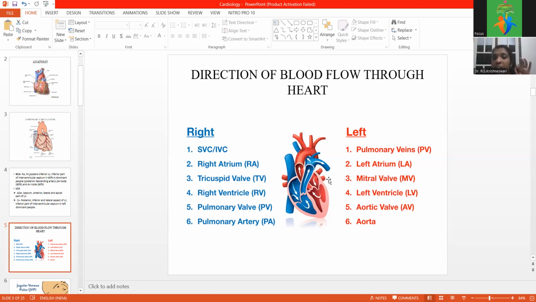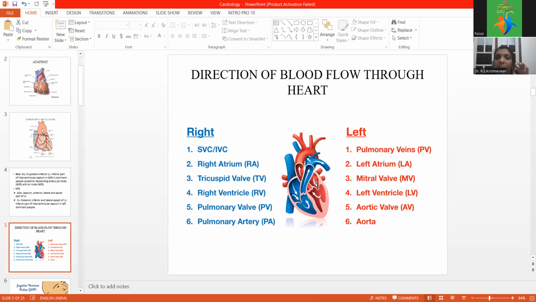Every artery in our body carries pure blood except the pulmonary artery, and every vein in our body carries impure blood except the pulmonary vein. Okay, so the pure blood from the lung is carried by the pulmonary vein and it is taken to the left atrium.